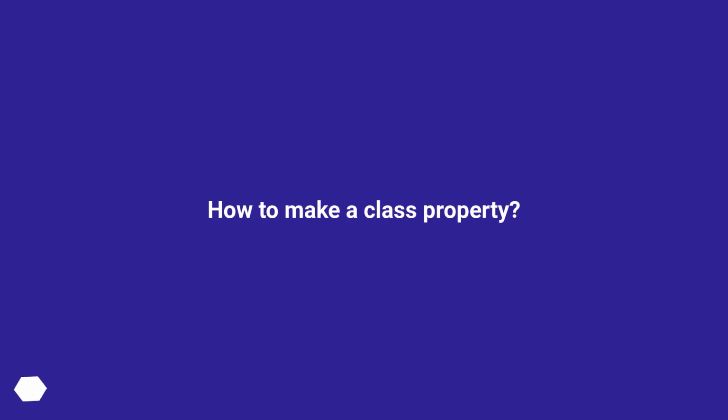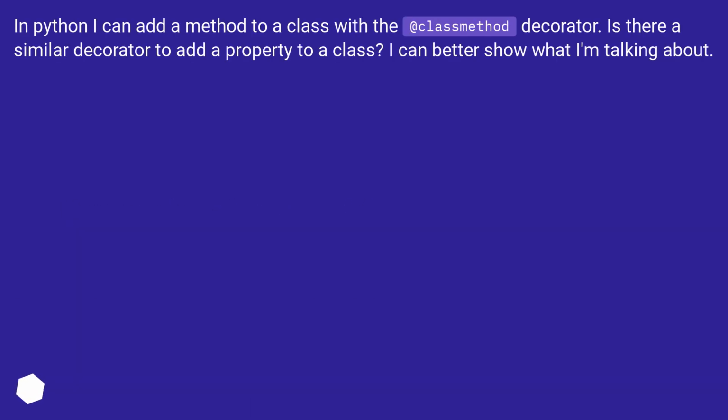How to make a class property. In Python, I can add a method to a class with the classmethod decorator. Is there a similar decorator to add a property to a class? I can better show what I'm talking about.